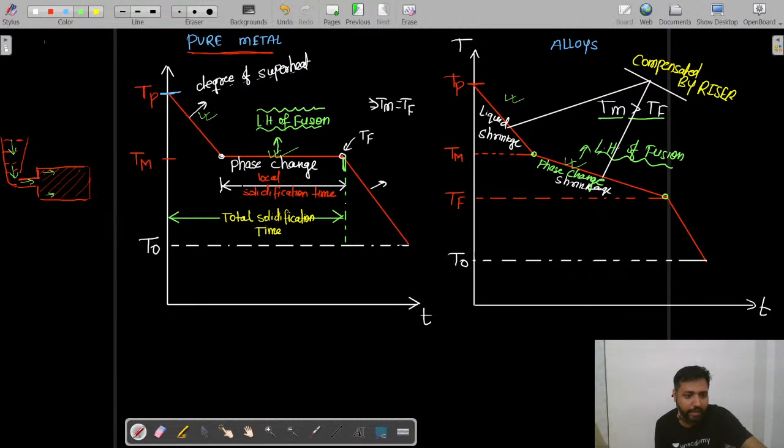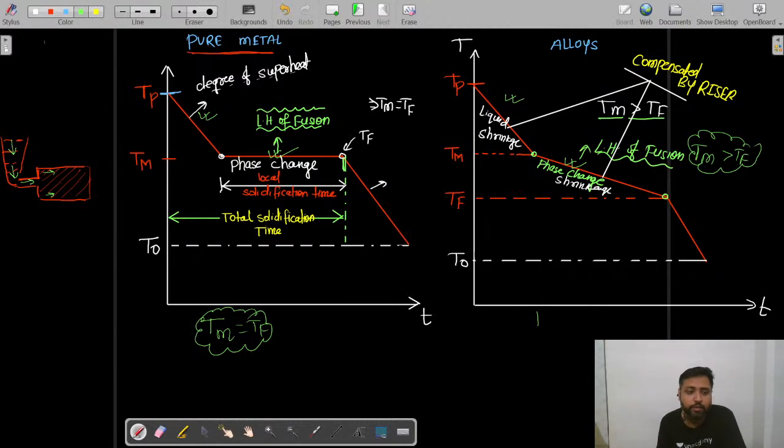Ankaj, why are Tm and Tf equal? Have you studied the properties of a pure substance? Pure metal means pure substance. In that, there will be phase change at constant temperature. You want to know the exact reason why it is not happening here, Tm greater than Tf? Then for that, Ankaj, I will have to take you into the basics of engineering materials.